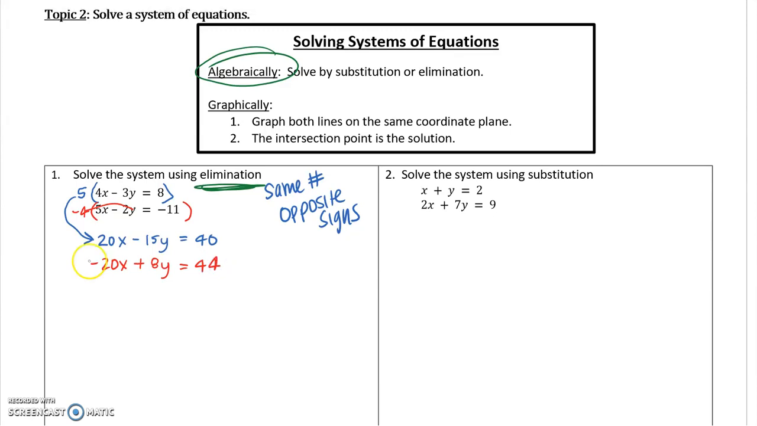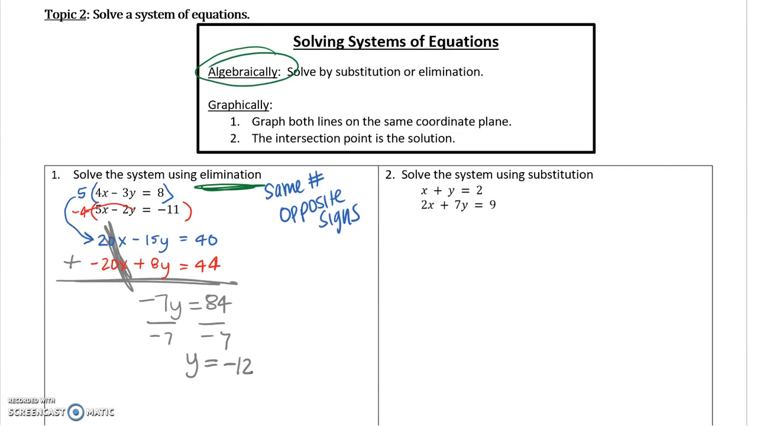Now I add. Always make sure your columns are lined up so your x's are together. They cancel. -20 plus positive 20 is 0. I have -15 plus 8, which is -7, and then I have 40 plus 44, which is 84. Divide both sides by -7. So y equals 84 divided by -7, which is -12.